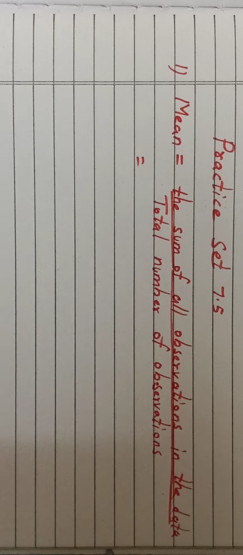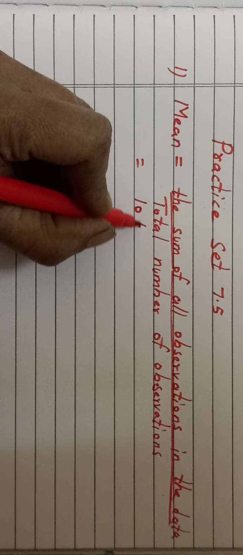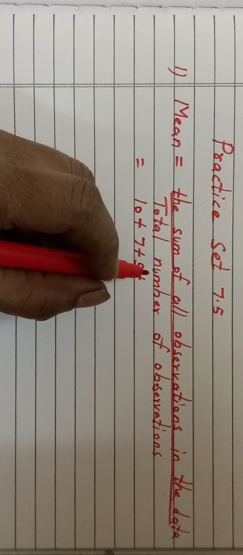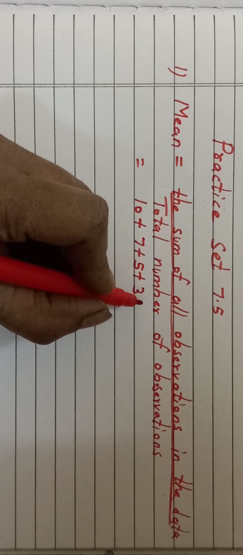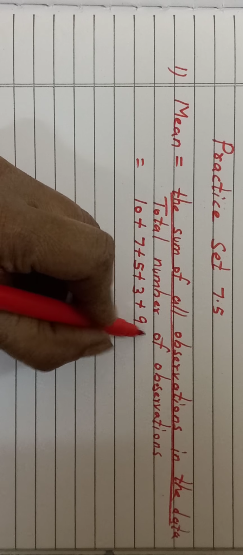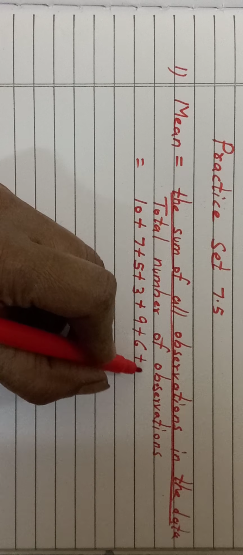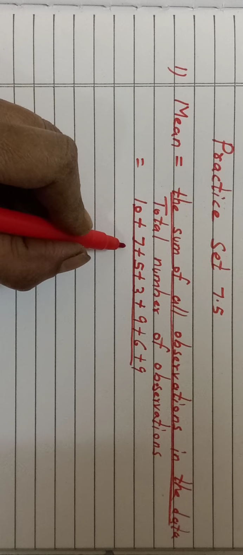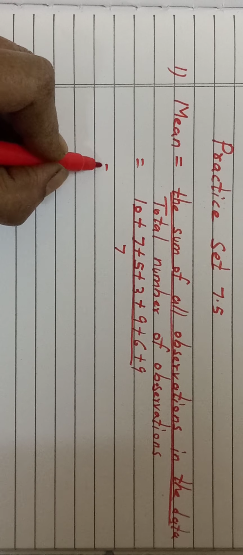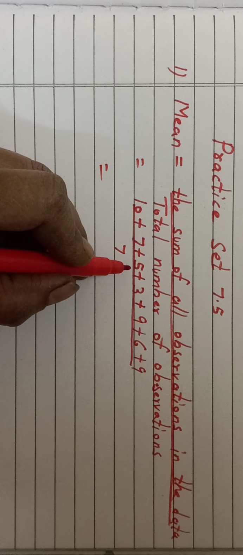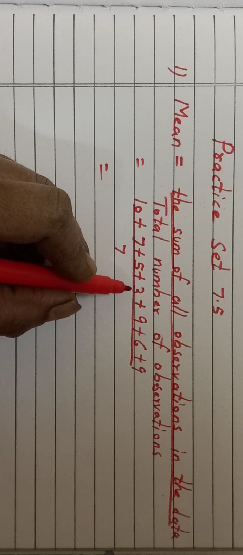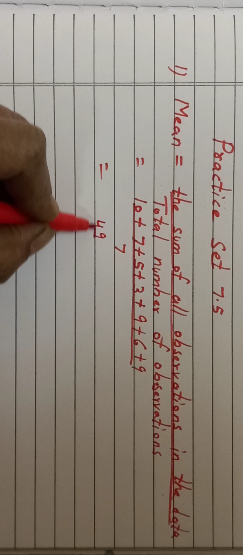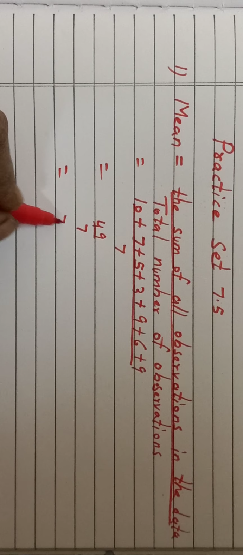The first is 10 plus 7 plus 5 plus 3 plus 9 plus 6 plus 9, divided by the total number of observations. How many we counted? 7. Which is equal to 10 plus 7, 17, 22, 25, 34, 40, 49. So 49 upon 7. 49 upon 7 is 7.